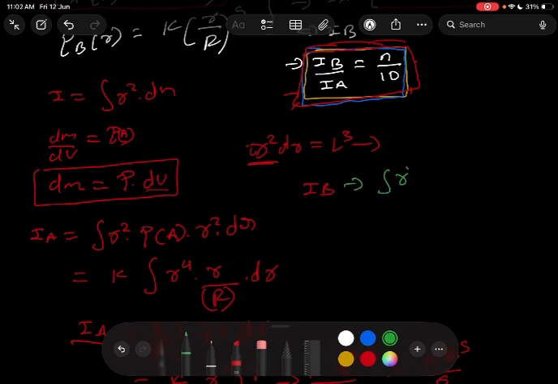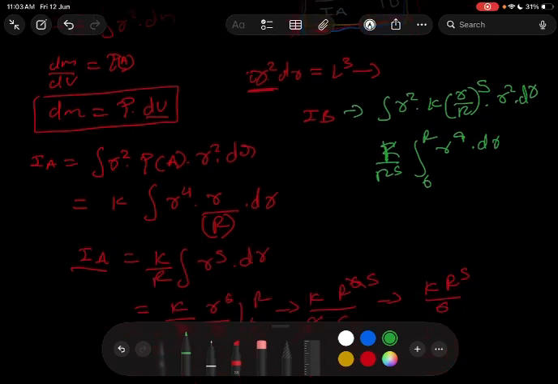IB equals integration of r square into k into r by R. I just directly substituted, r power 5 into r square into dr. Take the R outside, it is going to be 1 by R power 5, and k, r power 4 into r power 5, r power 9 into dr. I'm just doing the dimensions, guys. So we are going to get k R power 5 into r power 10 by 10. This is R power 5.